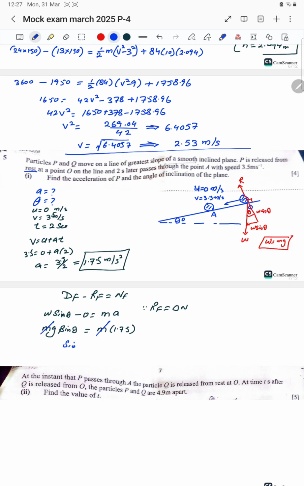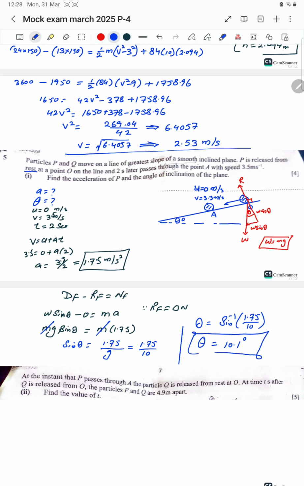So sine theta will be 1.75 divided by g, and g is 10. So 1.75 divided by 10. Theta will be sine inverse of 1.75 by 10. On the calculator, keeping it in degree mode, your answer will be 10.1 degrees. Or if you want to change it to radians, because the condition is not imposed in the question, that will be fine as well. So that is the answer. I hope it is clear.